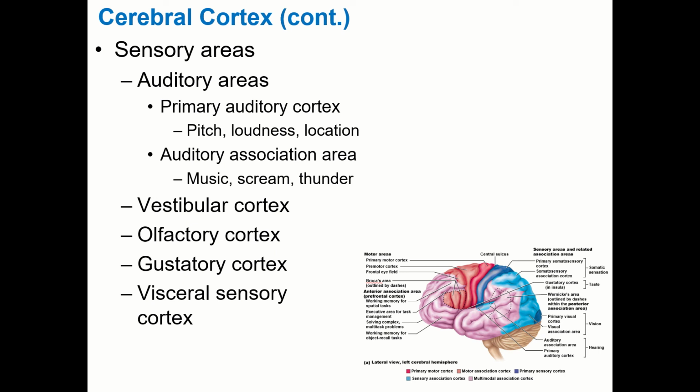The olfactory cortex, so anything olfaction is smell. So the olfactory cortex is responsible for smell. Gustatory cortex, gustation is taste, so responsible for taste sensation. And then the last one on there, the visceral sensory cortex, is responsible for sensation coming from the organs, so that you have a full bladder or that you have an upset stomach, all of that stuff that is received and processed in the visceral sensory cortex.